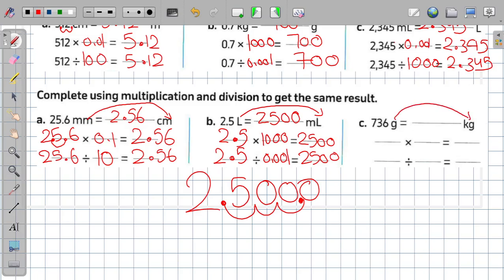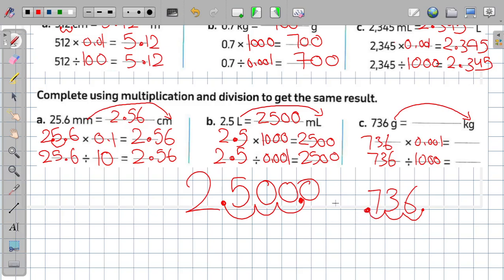Okay, next I have 736 gram equals how many kilograms? So I want to convert from gram to kilogram. So I have 736. From gram to kilogram, we will multiply by 0.001. And if I want to use the division operation, I would divide by 1000. Okay, so I will move the decimal point 3 places to the left. Where is the decimal point? It's here after 6. So I have 1 place, 2 places, 3 places. So the decimal point will be before 7.